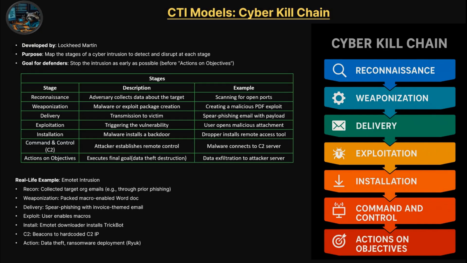The very first is reconnaissance, in which the adversary collects data about the target, for example, scanning for open ports. Second stage is weaponization, malware or exploit package creation, which means creating a malicious PDF exploit. Delivery, transmission to victims via spear phishing. Exploitation, triggering the vulnerability, user opens malicious attachment. Installation, malware installs a backdoor, dropper installs remote access tool. Then we have command and control, which means attacker establishes remote control, malware connects to C2 server. And then we have actions on objectives, which means executes final goal, which means data theft, destruction, for example, data exfiltration to attacker server.